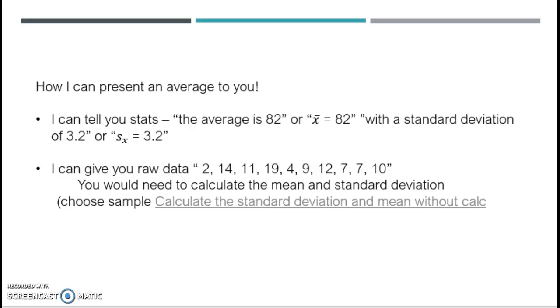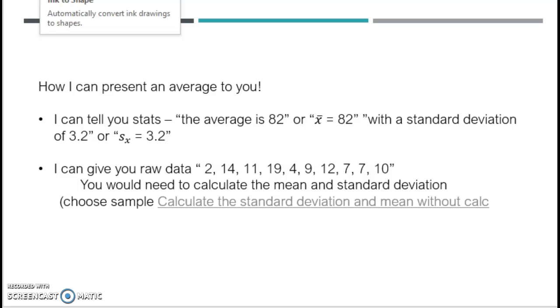There are two different ways that I can present the data to you. The first way is if I give you something called stats. Stats means I give you directly the values for the average or the mean. You might see it presented as an average, but just know that actually means x with the bar over it, so that is your mean, with a standard deviation of 3.2. Or I can give you the notation where Sx equals 3.2. So that's if I give you the stats directly.